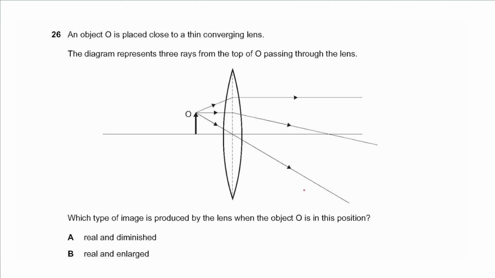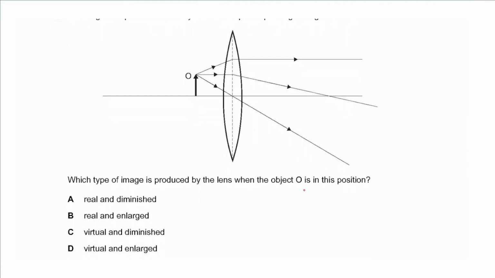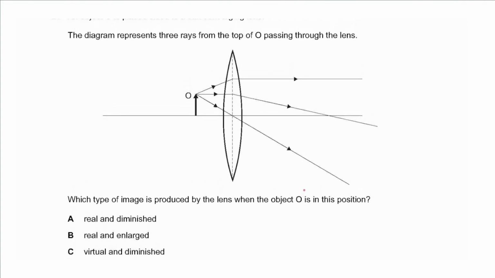The diagram represents 3 rays from the top of O passing through the lens. Which type of image is produced? Real, diminished, enlarged, virtual, diminished, enlarged. So we need to make these rays intersect to find the image. So we extend them backwards because they do not meet on the right side.